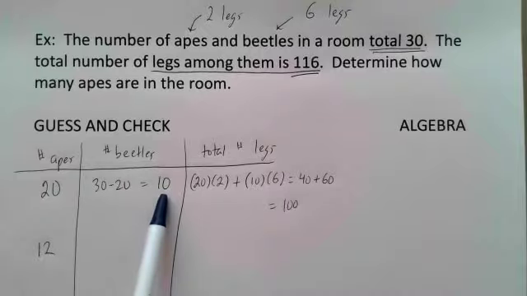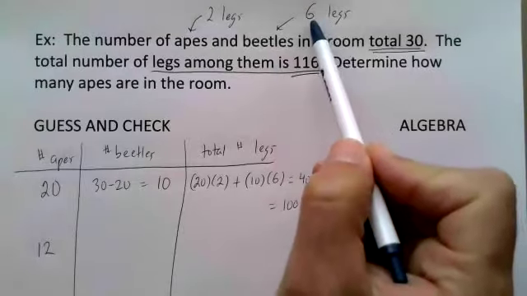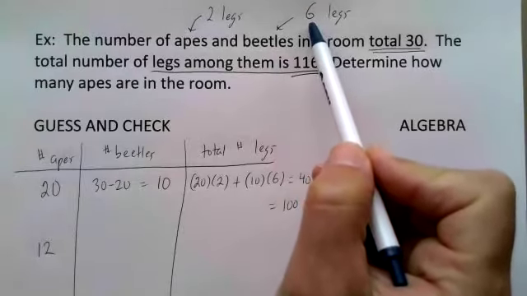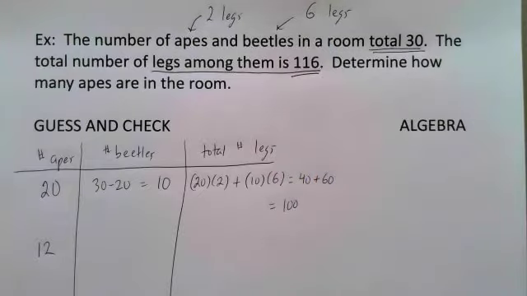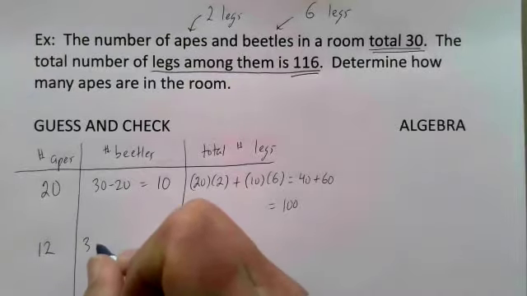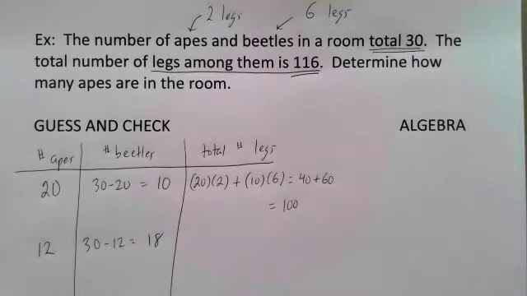And if the number of beetles increases, the number of legs is going to increase because the beetles are the ones that have a lot of legs. So if there were 12 apes, that would mean there would have to be 18 beetles. They have to total up to 30.